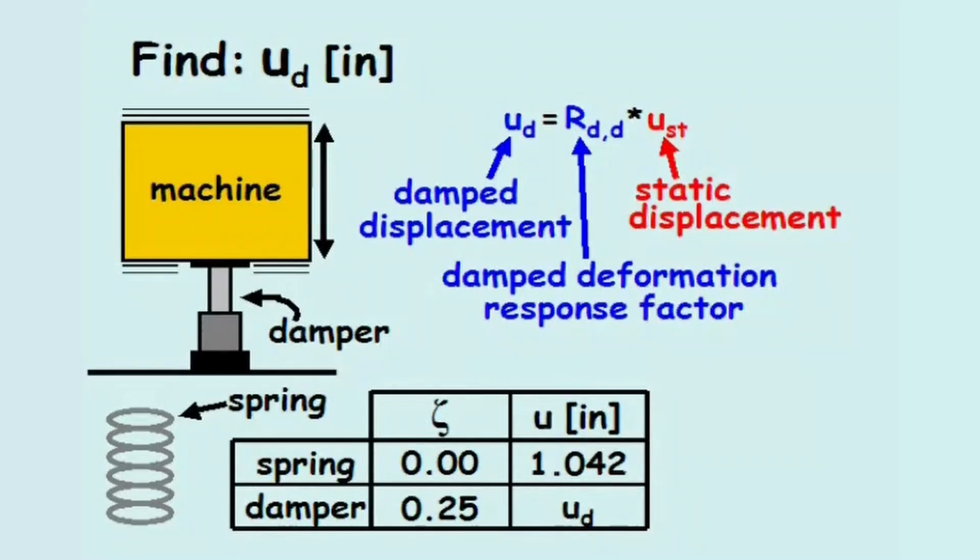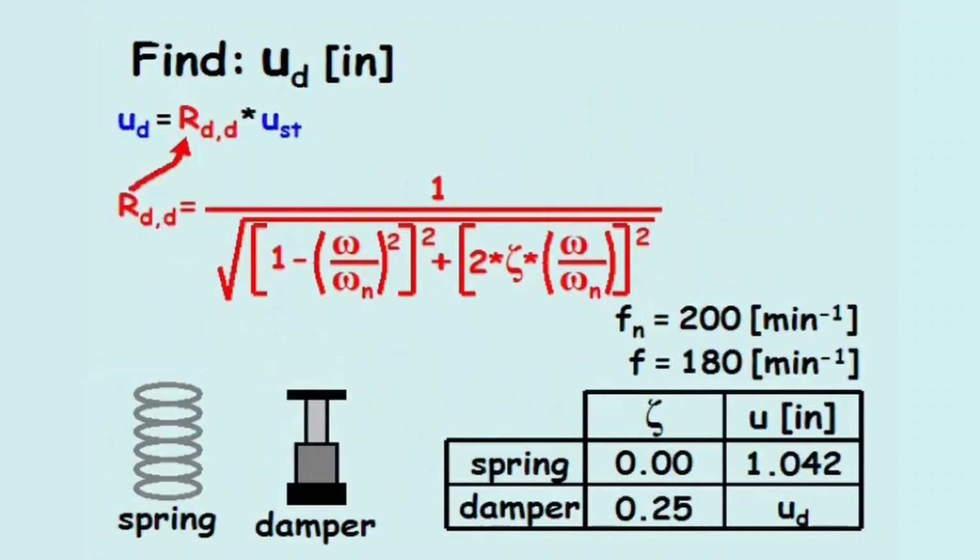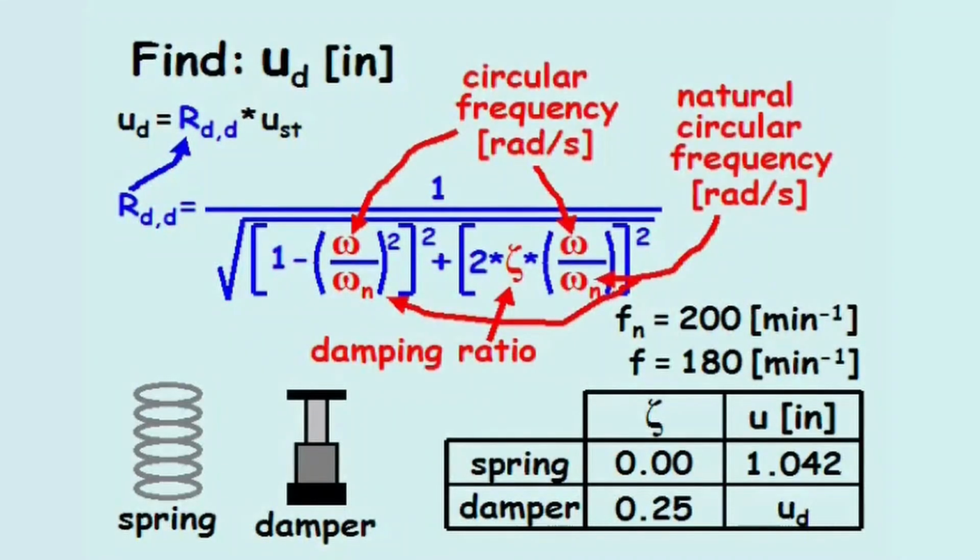We'll first solve for the damped deformation response factor, R sub d, which is a function of the circular frequency, the natural circular frequency, and the damping ratio. The problem statement provides the damping ratio is 0.25.